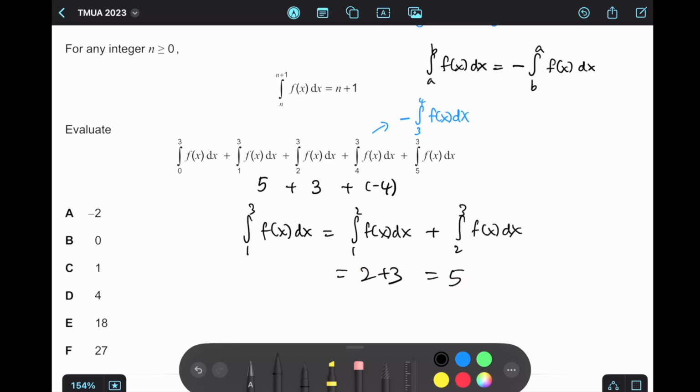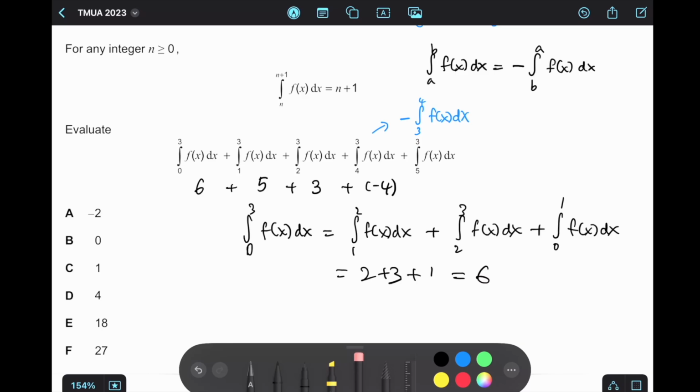Similarly, the integral from 0 to 3 of f(x) dx would be equal to the same two integrals plus the integral from 0 to 1 of f(x) dx. So that adds a 1 to the answer, which sums up to 6. So this one here is 6.